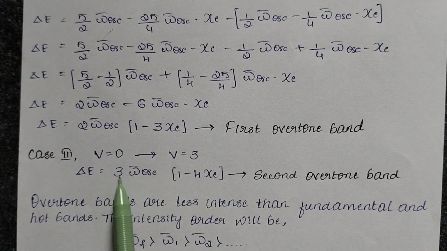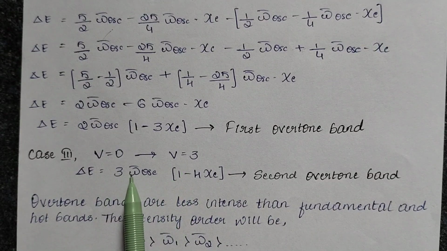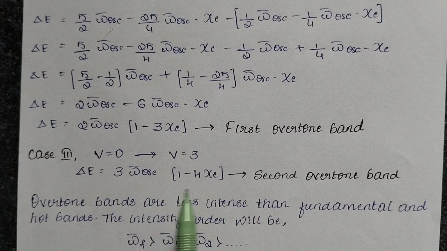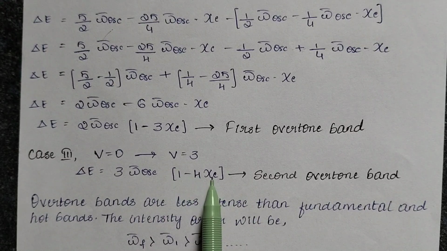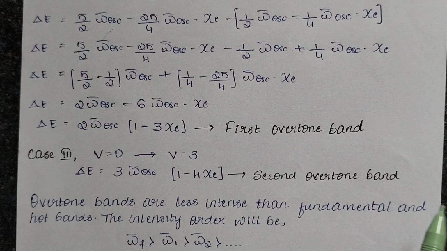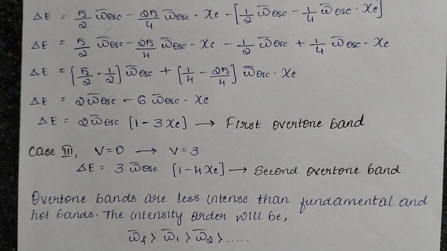So here in the final equation, we will be taking 3 omega dash oscillation as the common term, and the remaining term will be 1 minus 4 Xe. So this is the expression for energy for a second overtone band. And here we can see a note: the overtone bands are less intense than the fundamental band and hot band. So what are these hot bands? We'll see in the next concept.